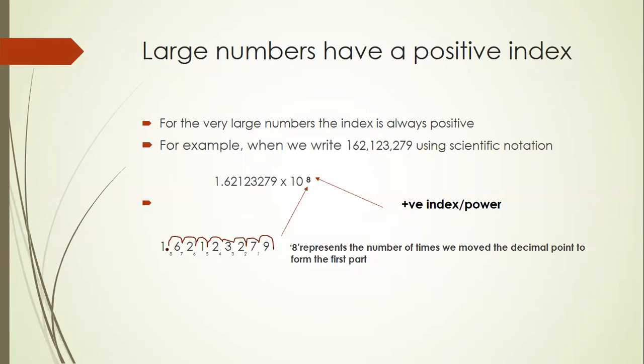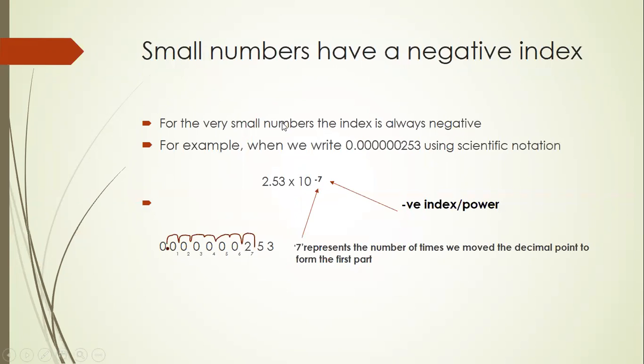So the number of times that we move that point, you'd see me moving it here, right? And I check each number of time that we would have moved that point across. That's how we get this exponent 8. And again, because we have a large number, the index is always positive.